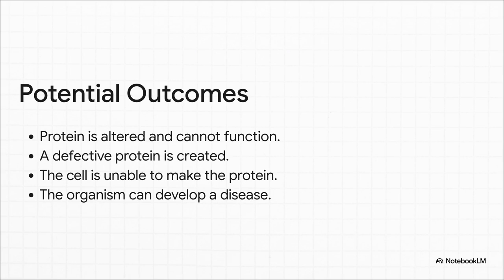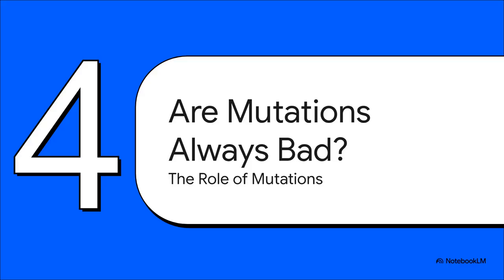Whether it's a completely broken protein, one that just doesn't work right, or no protein being made whatsoever, the end result can be an organism with a serious problem. And that's exactly how many genetic diseases show up. So far, I know this all sounds pretty terrible, right? Like mutations are just bad news. But is that the whole story?